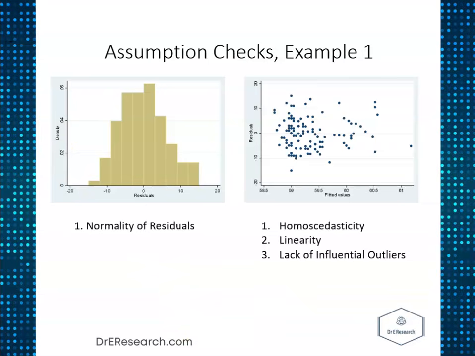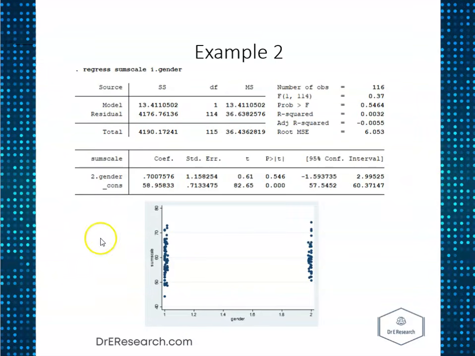Okay, let me just show you example 2 here. In example 2, I have as my y variable the same thing I did in the last one, this sum of a scale, so sum of a bunch of items. But I have as my x variable gender, okay? And this is again a Stata example, but it can be done the same way in any software.